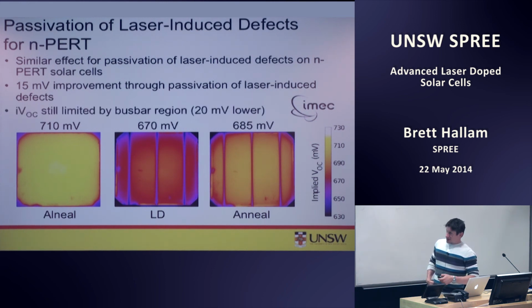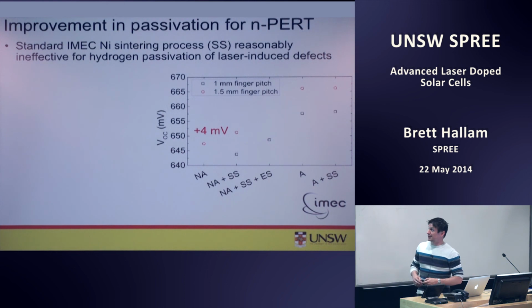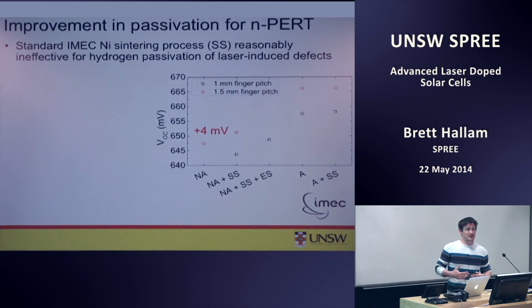But again, you'll see that the actual implied VOC is still limited in the bus bar regions due to the remaining laser-induced defects. So if we start to look at the passivation of those defects, we'll see that without the anneal, we have a very low actual VOC on finished devices, below 650 millivolts. If we then sinter using the IMEC standard sintering process, which is a temperature much lower than what we use, we only get a 4 millivolt increase in the VOC of the cells.